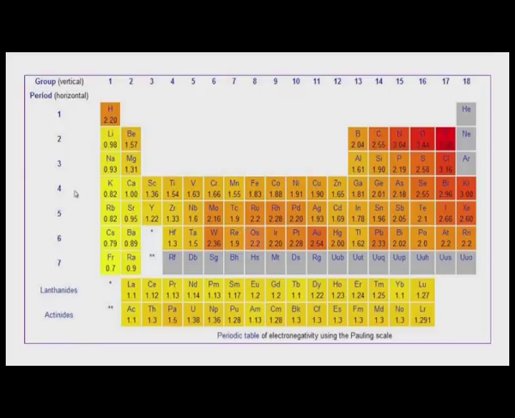So, if we think about this particular thing, the periodic table, if we see in terms of the electronegativity values in the Pauling scale, we find that in this periodic table, we have cesium, which is classified as a typical electropositive element. So, this is sodium, potassium, rubidium and cesium. So, cesium will have a corresponding value of 0.79.